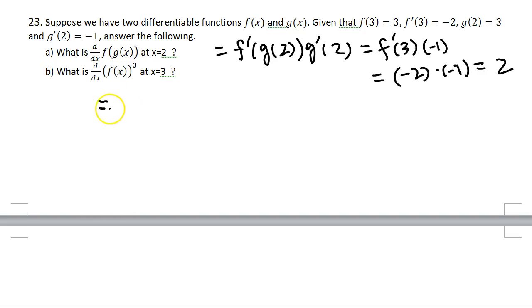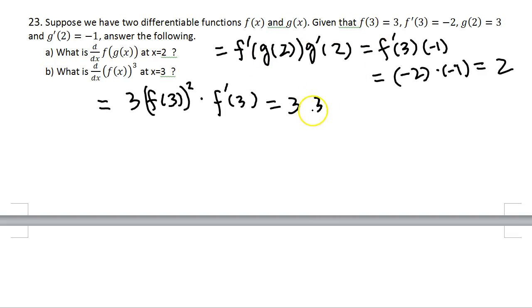Okay, what about this one? This is another application of the chain rule. 3 comes down, f of x squared times f prime of x, but you have to evaluate it at x equals 3, so let's replace x by 3. And we can now use that f of 3 is 3. f prime of 3 is -2. So that's -54.